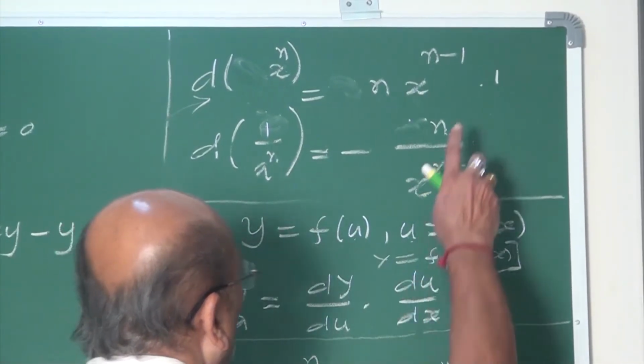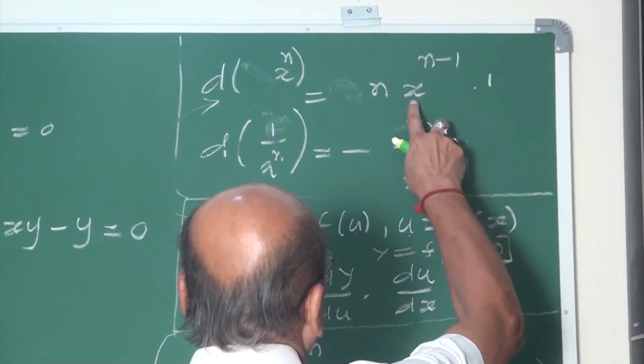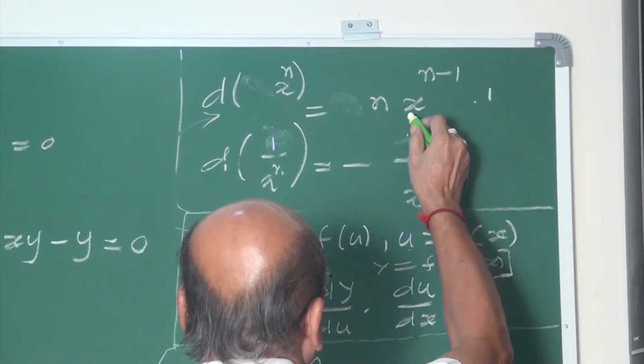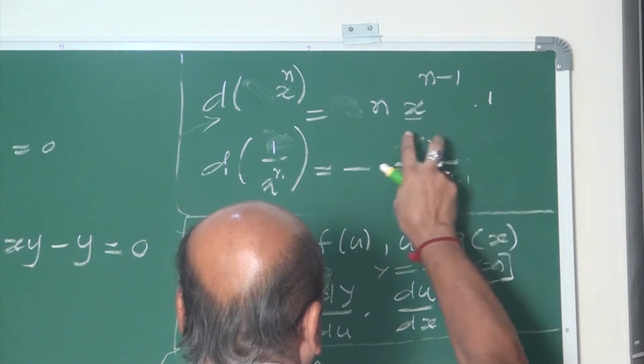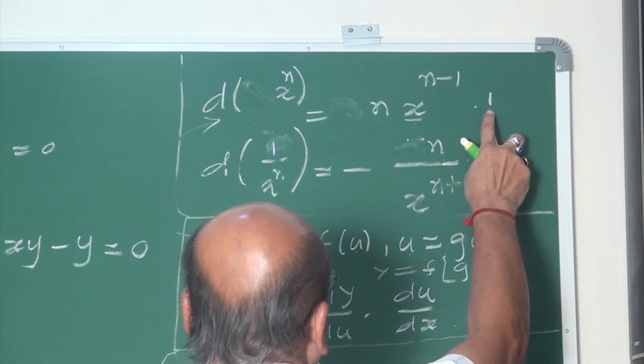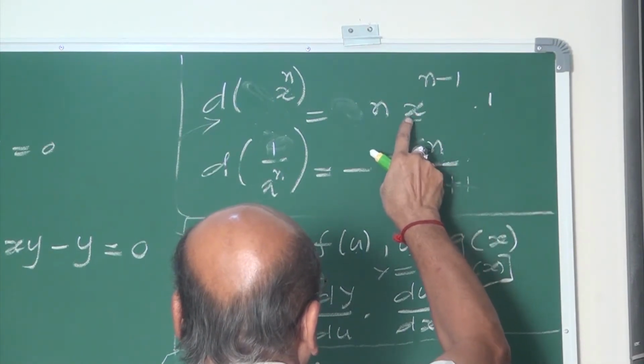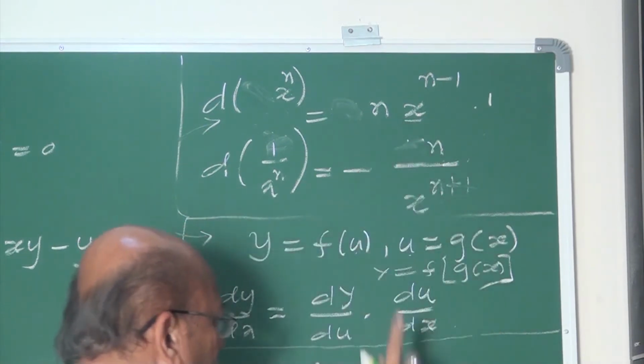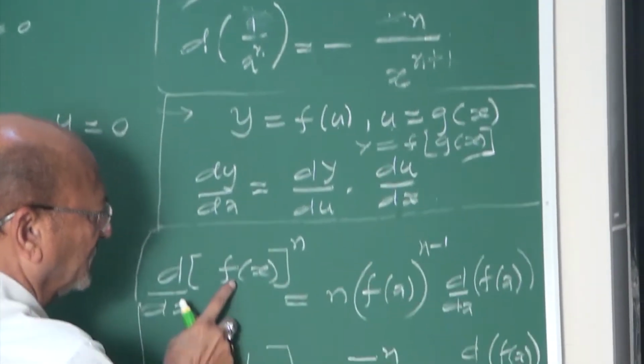I have written this 1 here. What is this 1? Derivative of x is 1. Actually, there is no need to write this 1 when it is x. If it is other than x, here, see.